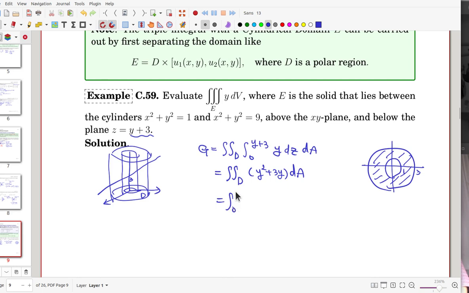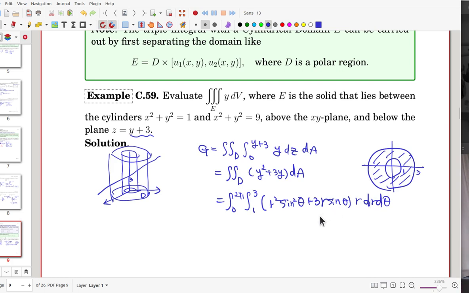The angle is from 0 to 2 pi, and r is from, not 0, but 1 to 3. Right? Radius 1 to radius 3. And then y is r sine theta, so it is r squared sine squared theta plus 3 r sine theta, and we have to put r, the scaling factor, and dr d theta.